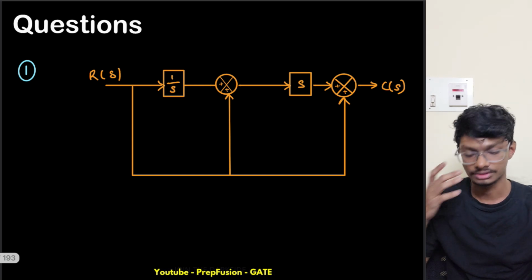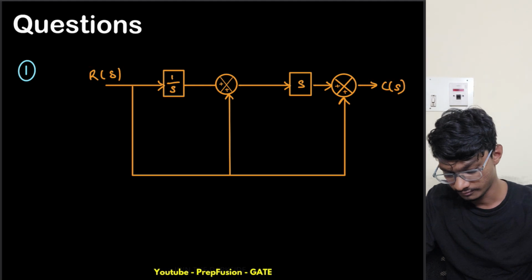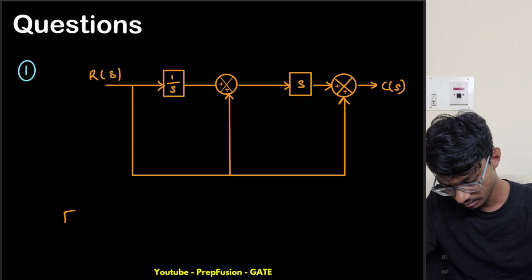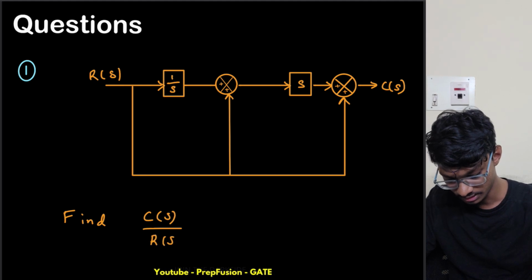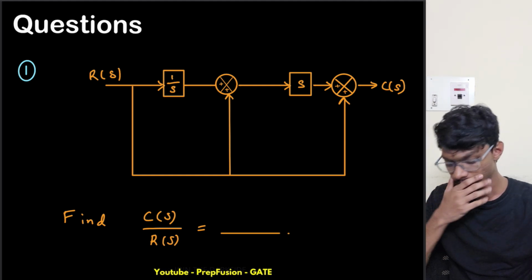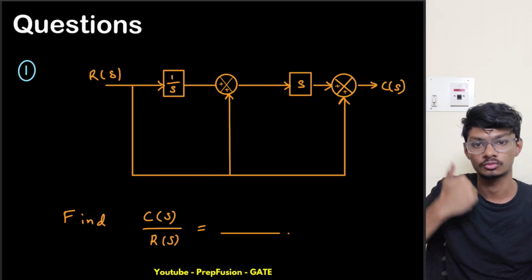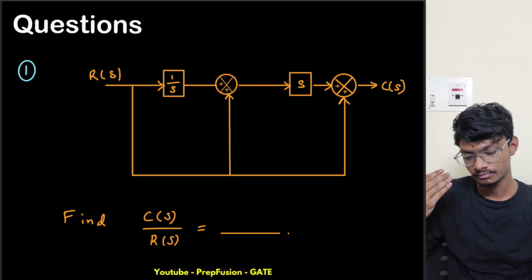Okay, so now let's solve a few questions. So this is the first question. We have to find C of S upon R of S. I forgot to write the question. Mostly this will be the standard question for block diagram reduction. So first we will solve this using two methods. The first will be the block diagram reduction method, and the second one will be the equation method.